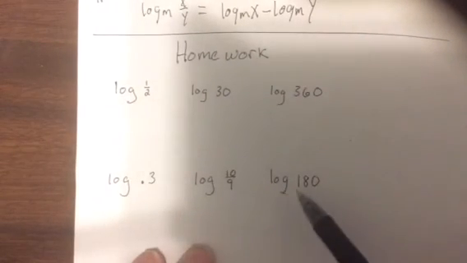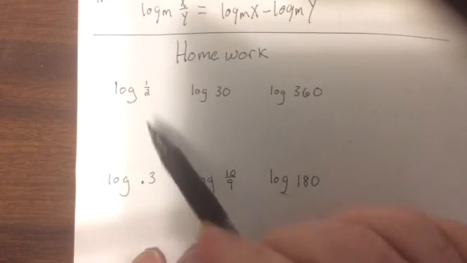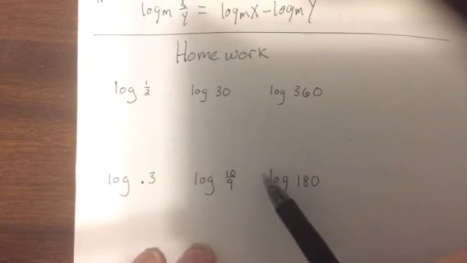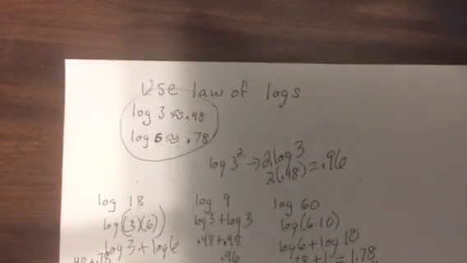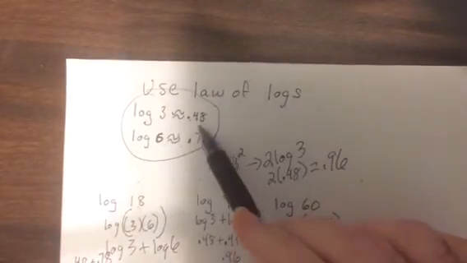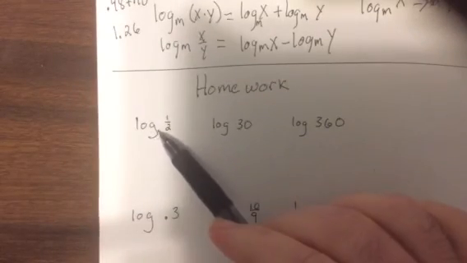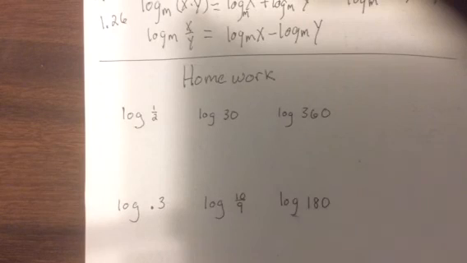Do those 6. See if you can figure them out. Now, there's a couple on here that are very tricky. So knowing that log of 3 is 0.48, log of 6 is 0.78, and the base is 10, see if you can figure out those 6 by tomorrow. So you might want to write them down, do them, then I'll have the answers tomorrow.